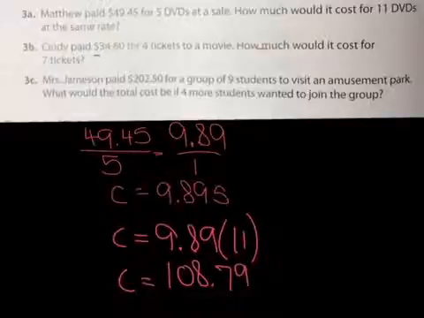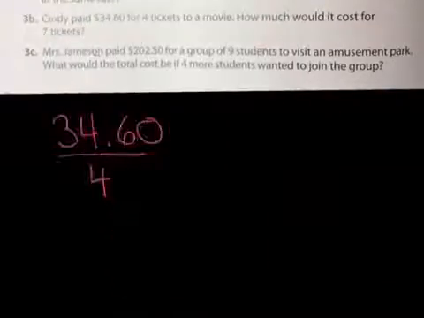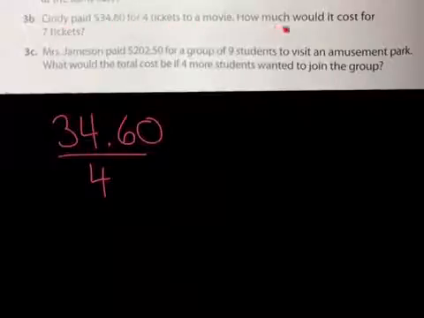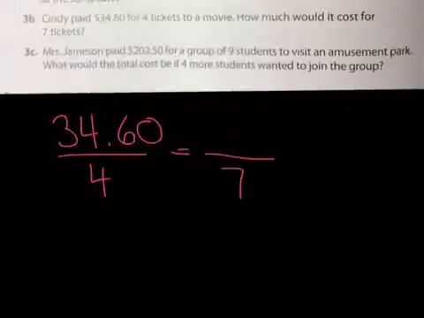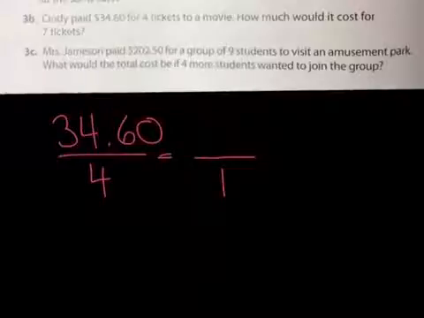Okay, let's try 3B. Here we go. Cindy paid $34.60 for 4 tickets to a movie. How much would it cost for 7 tickets? Again, we don't know. We could do it 2 different ways. I could put this over 7 here and just look for X and use cross products. Or I can find my constant of proportionality and divide 34.60 by 4, right? Because I divided this by 4 to get it down to here, so I must divide this by 4 to get it here. Whatever you do to the bottom, you do to the top. I could just divide 34.60 by 4 and I would get my constant of proportionality. Then I take my constant of proportionality and multiply it by 7.